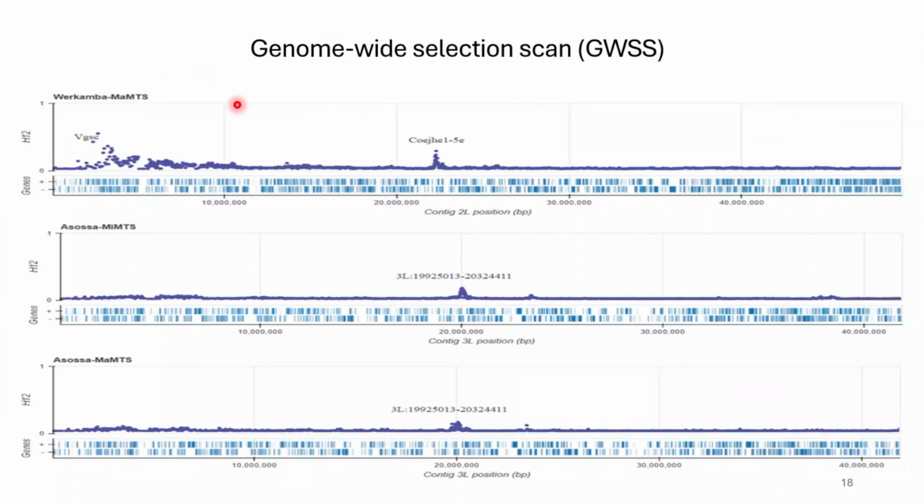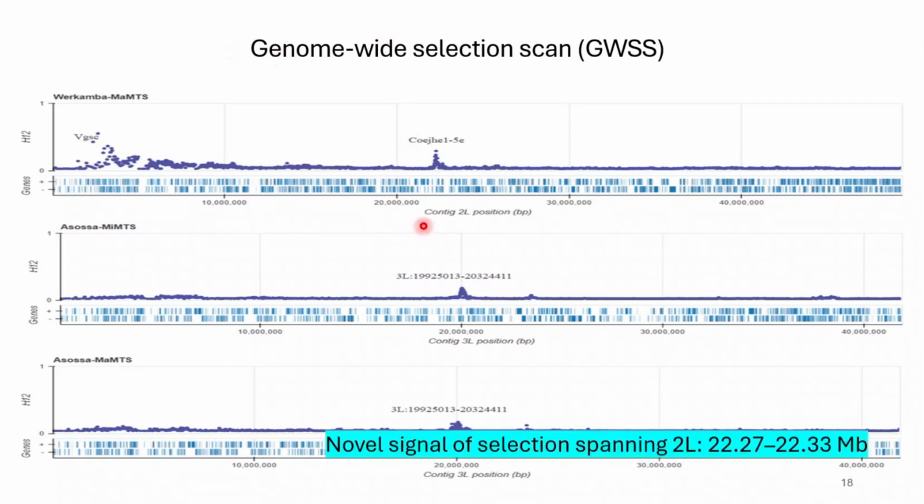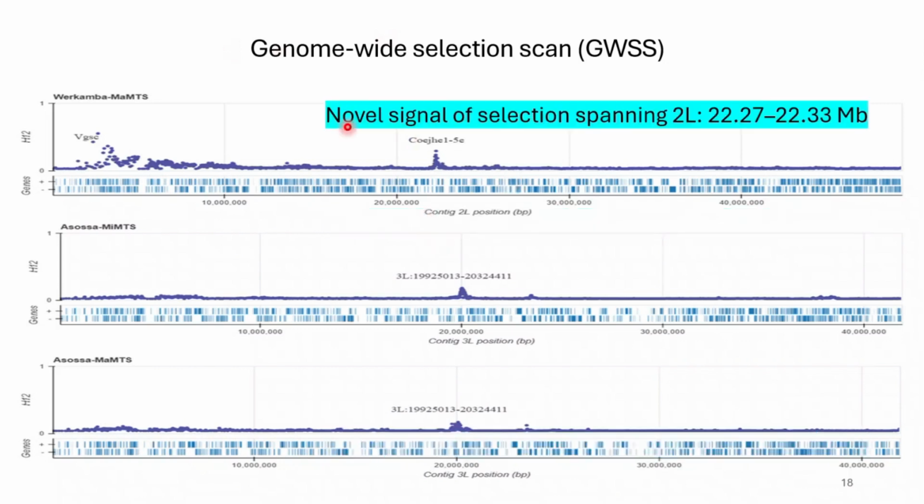We also performed the genome-wide selection scan to look into the known and novel markers which are under recent selection. We performed this for chromosome 2 and chromosome 3 arms. When we look at the chromosome 2 arm, we detected a novel signal of selection, which centered around the 22 million base pair, and it is centered on the genes carboxyl esterase juvenile hormone gene cluster.